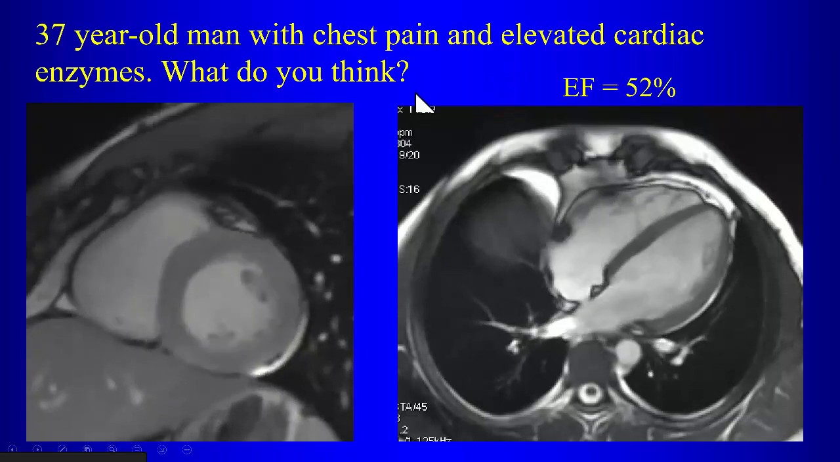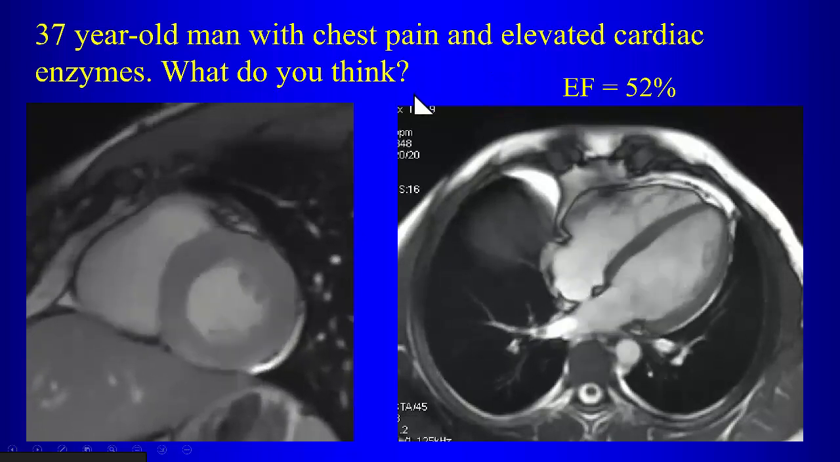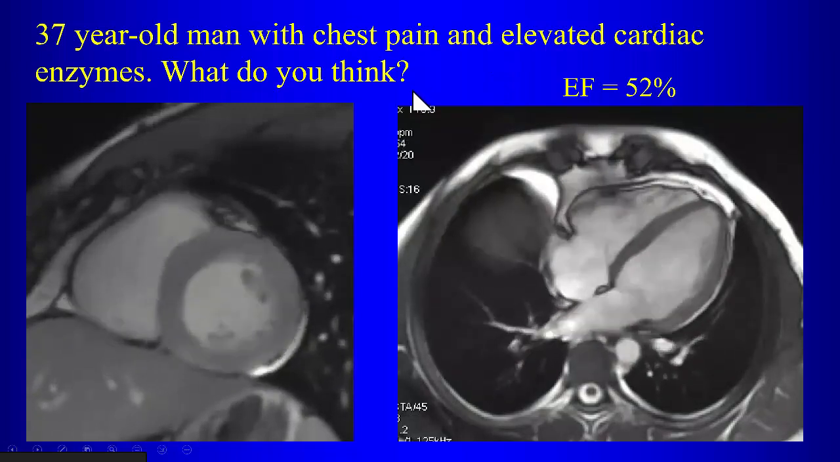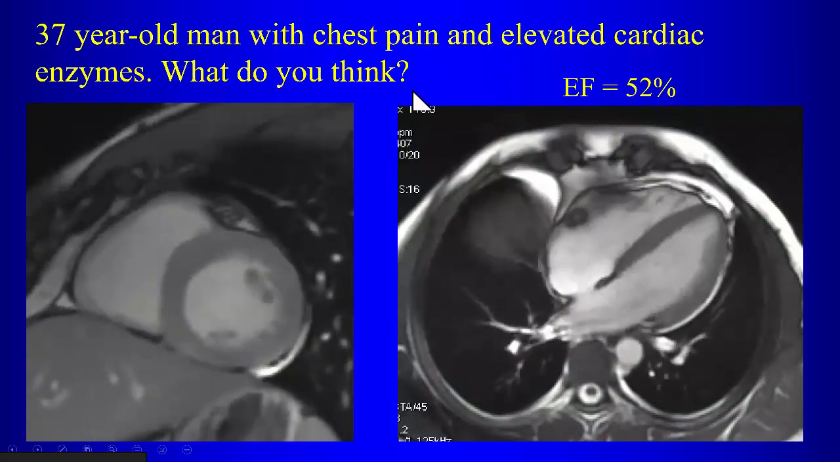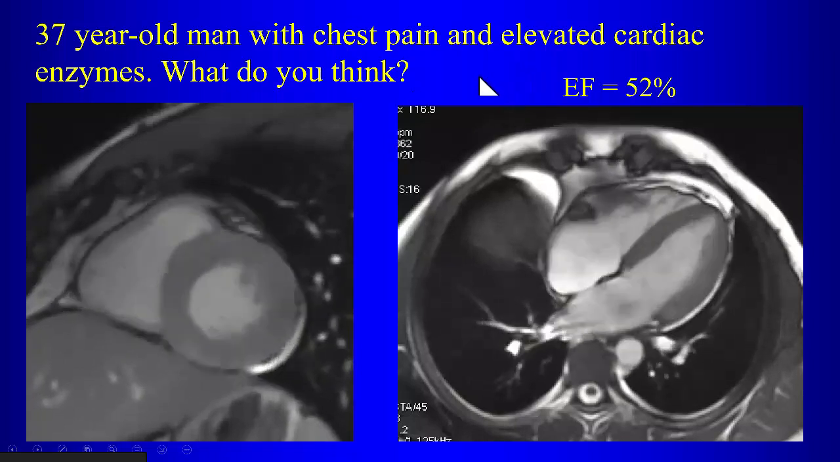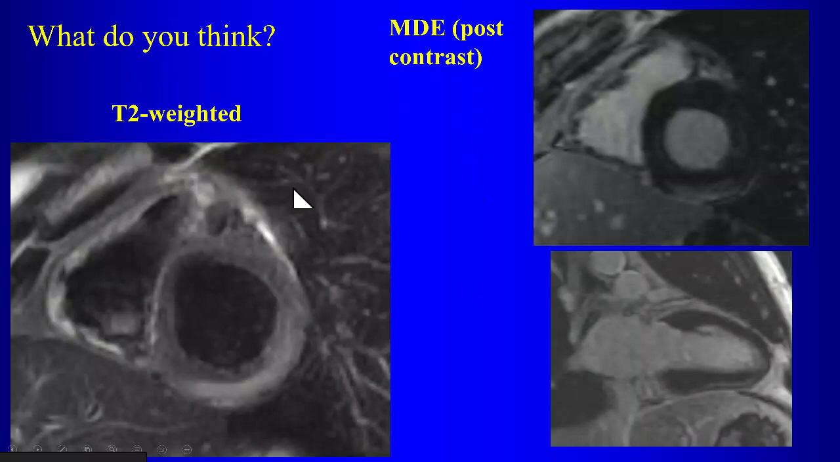So we have somebody with chest pain and elevated cardiac enzymes. What's the first thing that comes to mind if somebody presents to the ER with chest pain and elevated cardiac enzymes? MI. An MI, right, so myocardial infarction. So we go on to do this. Here we have a T2 weighted image, short axis. Here we have post-contrast, short axis.